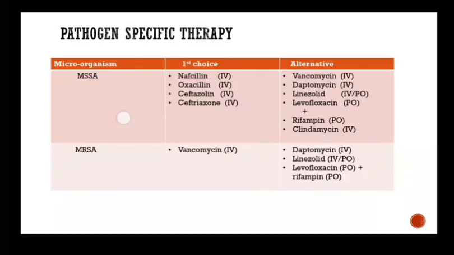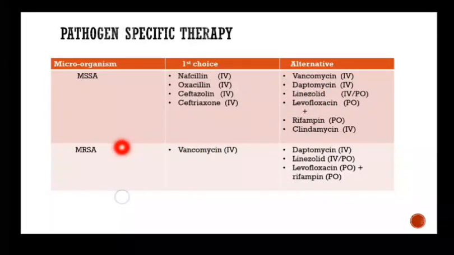Pathogen specific therapy. Most commonly, methicillin sensitive Staphylococcus aureus (MSSA). The first line drugs of choice are nafcillin, oxacillin, cefazolin, and ceftriaxone in IV form. The alternative therapies are vancomycin IV, daptomycin IV, linezolid IV or oral, levofloxacin plus rifampin in oral form, and clindamycin in IV form. We use these alternatives for patients who have developed a type 1 or delayed allergic reaction to beta lactam antibiotics.